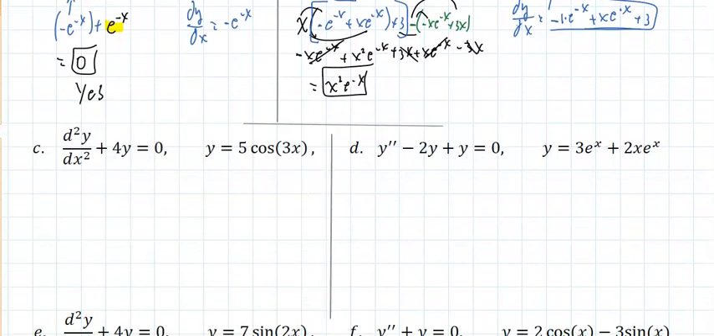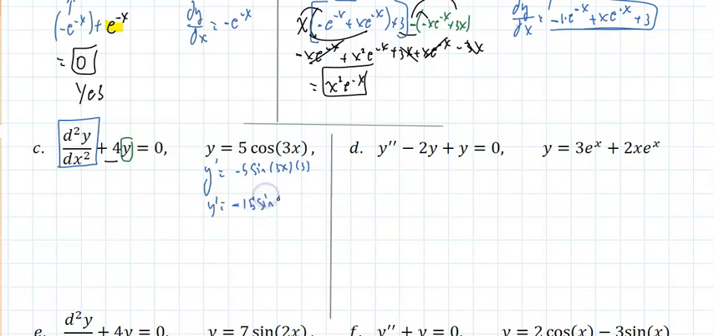So how about this problem? This says, if you take two derivatives of y plus 4 times y, do I get a 0? Well, let's see. What's two derivatives? Y prime is negative 5 the sine of 3x times 3. So y prime is negative 15 the sine of 3x. And y double prime is negative 45 the cosine of 3x.